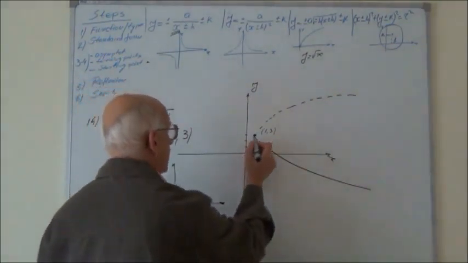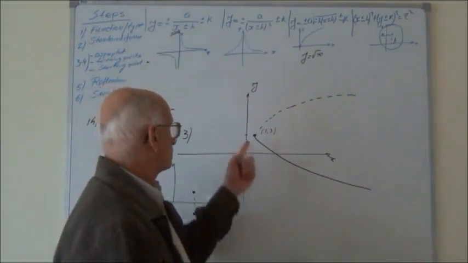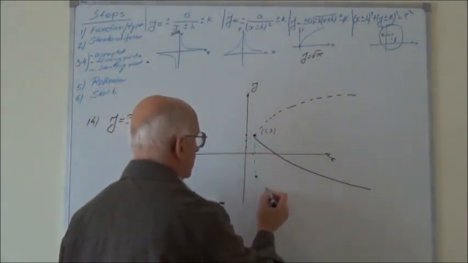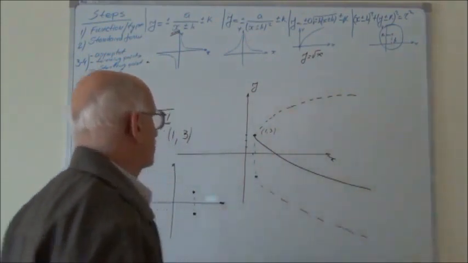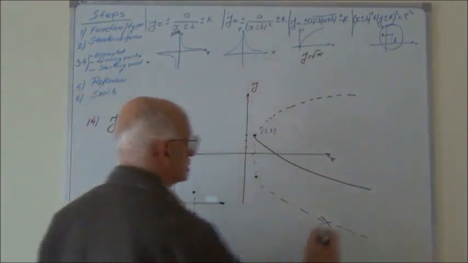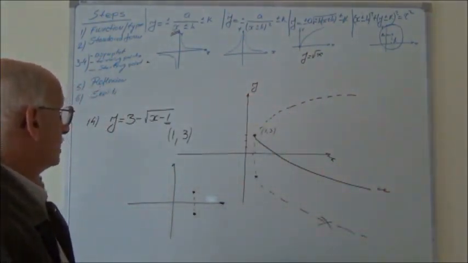But this point we didn't reflect. That point stays in the same place. We didn't move that point here and plot our graph from there. So this is definitely wrong. This one is correct. Why is that?